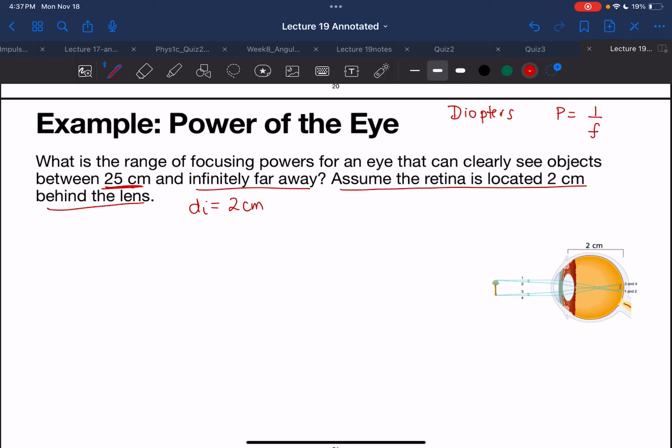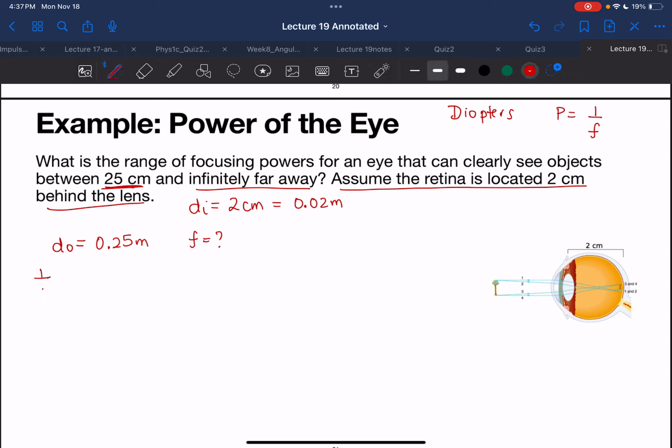And we're going to do everything in meters. So let's go ahead and convert this to meters. So the image distance is 0.02. Okay. So in the case that we're looking at an object that is at 25 centimeters, we know that the object distance is going to be 0.25 meters. And let's go ahead and solve for the focal length, because once we get the focal length, we can get the power using this.